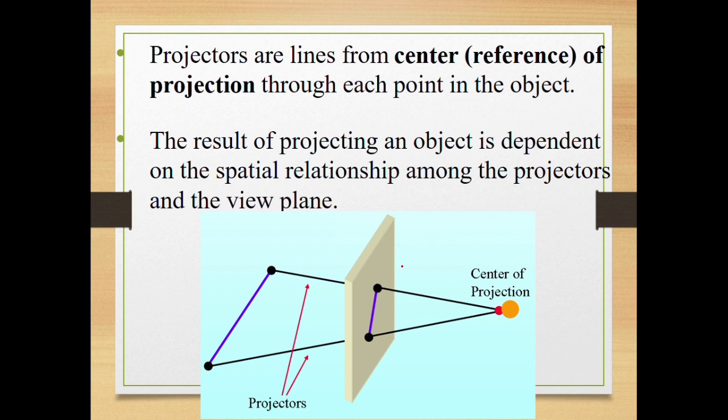That screen indicates the base of the point, and the resulting projection of an object is dependent on the special relationship among the projection areas of the view plane. So how do we concern the view area? That view area indicates the plane, and that plane produces the maximum projection area.